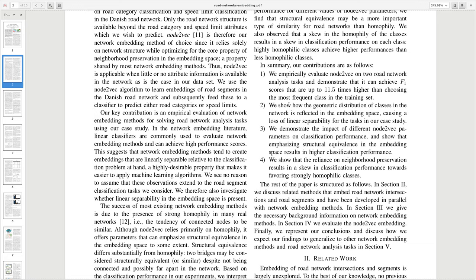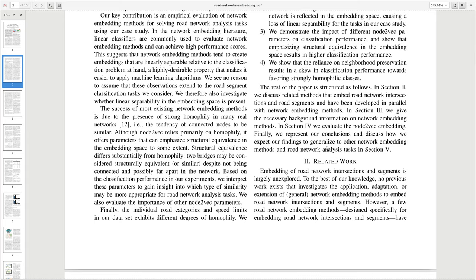We demonstrate the impact of different node2vec parameters on the classification performance and show that emphasizing the structural equivalence in the embedding space results in higher classification performance. We show that the reliance on neighborhood preservation results in skew in classification performance towards favoring strongly homophilic classes.